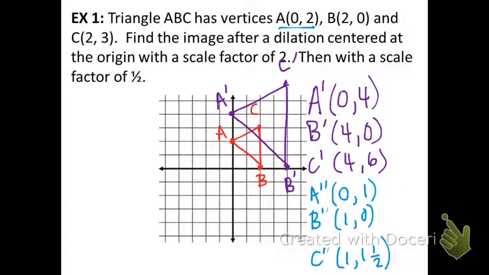Okay, so when I graph those, over 0 up 1, over 1 up 0, and then over 1 up 1.5, and that gives us our new triangle there. And we can see that it is a reduction, it has gotten smaller.